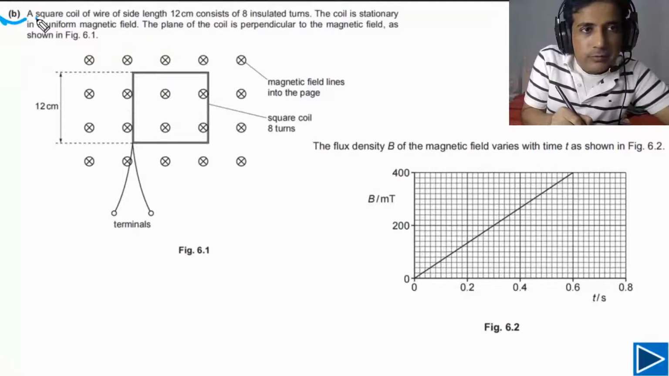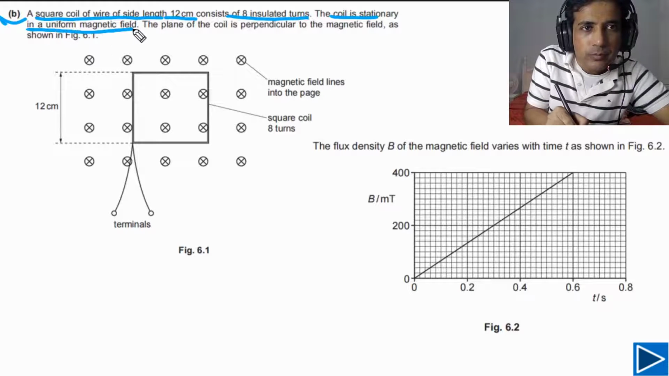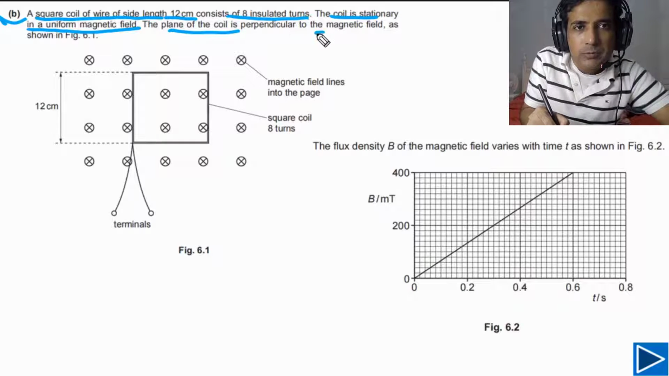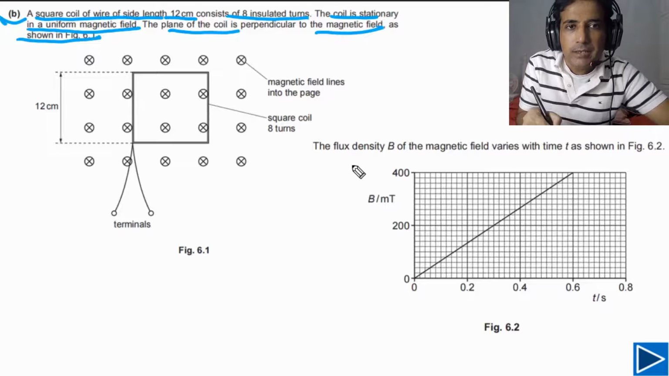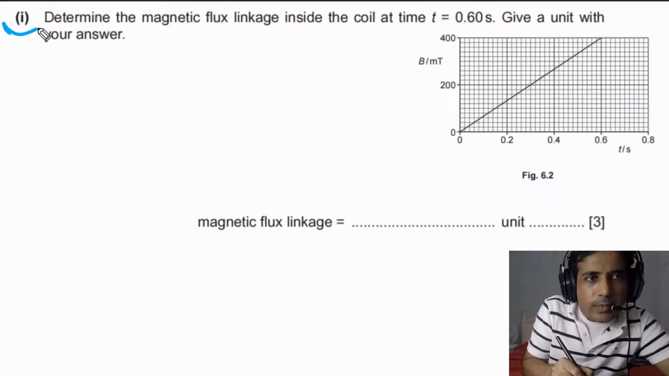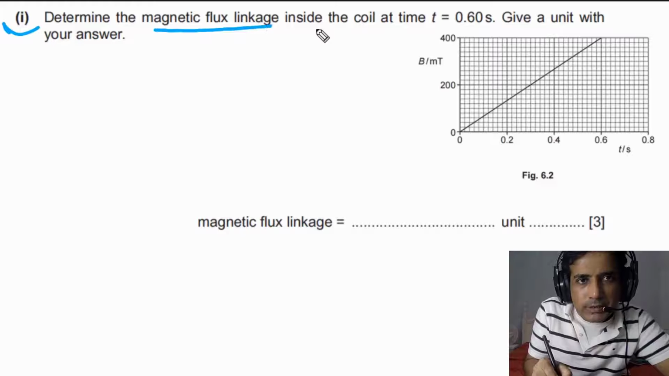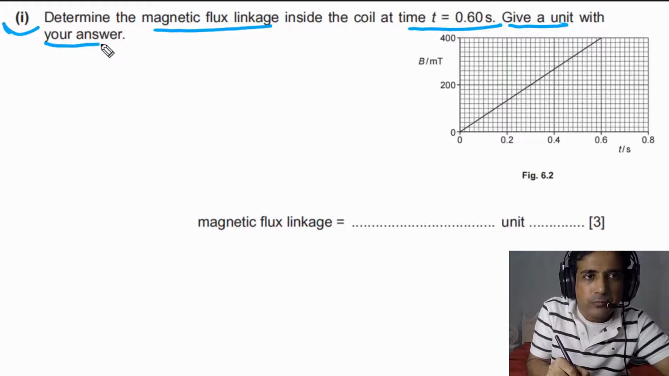For part B, it is given to us a square coil of wire of side length 12 centimeters consisting of 8 insulated turns. The coil is stationary in a uniform magnetic field. The plane of the coil is perpendicular to the magnetic field, as shown in figure 6.1. It is also given that the flux density of the magnetic field varies with time, as shown in figure 6.2. For part 1, we need to determine the magnetic flux linkage inside the coil at time t equal to 0.60 seconds. We also need to give a unit with our answer.